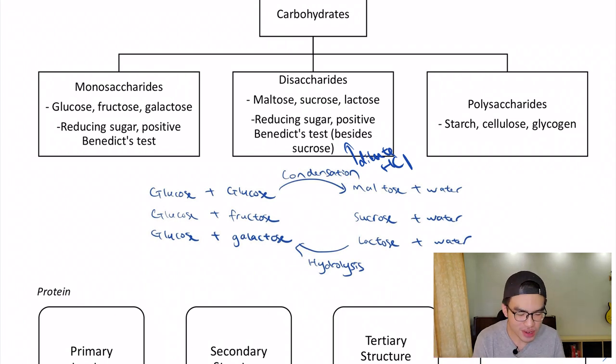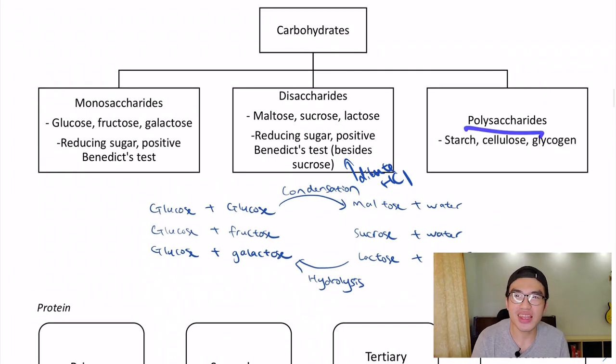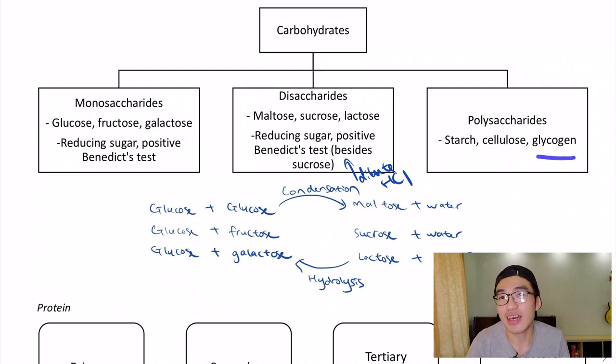Okay, really simple. So polysaccharides, these are the complex sugars. We only have 3 here, which is starch. You find this in plants. Cellulose, again, you find this in plants, especially the plant cell wall. And of course, glycogen, you find this in all animals. Your muscle cells are full of glycogen.